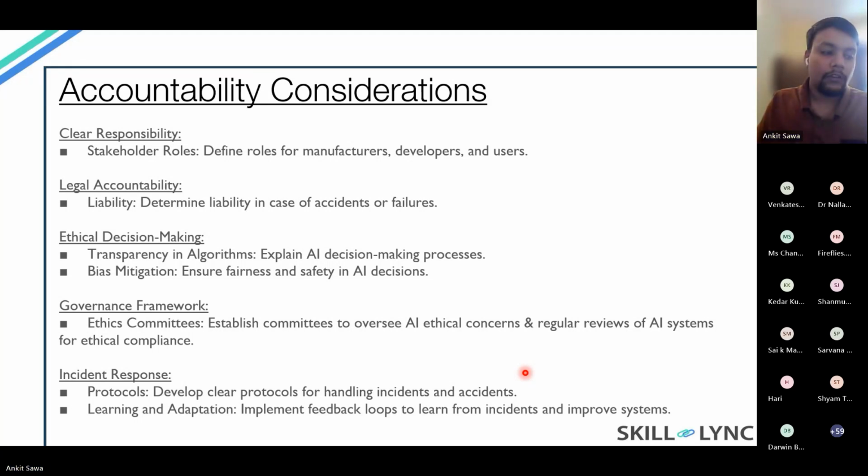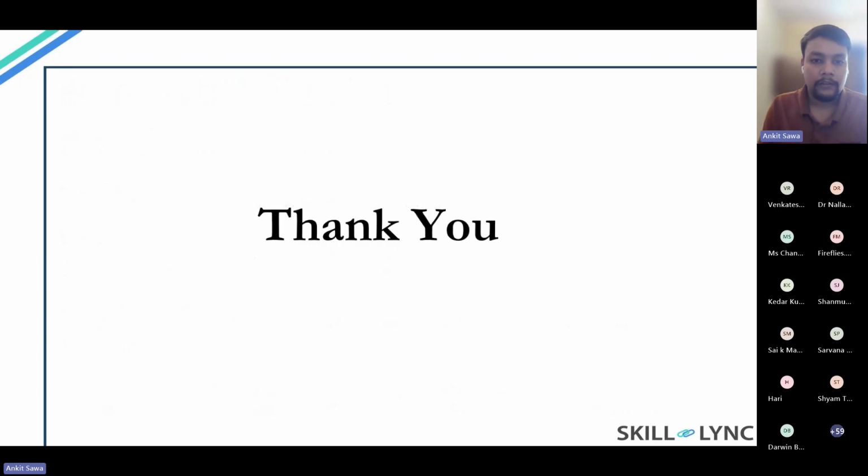So this all becomes very important while one learns about AI systems, starts developing them, or starts being part of certain developments, right? So responsibility becomes very important in certain scenarios.